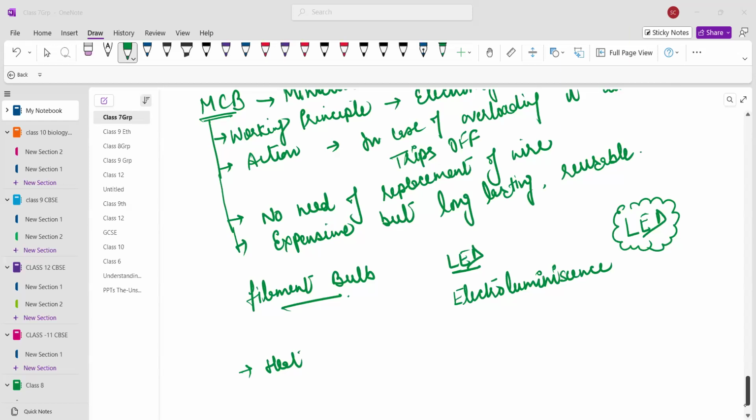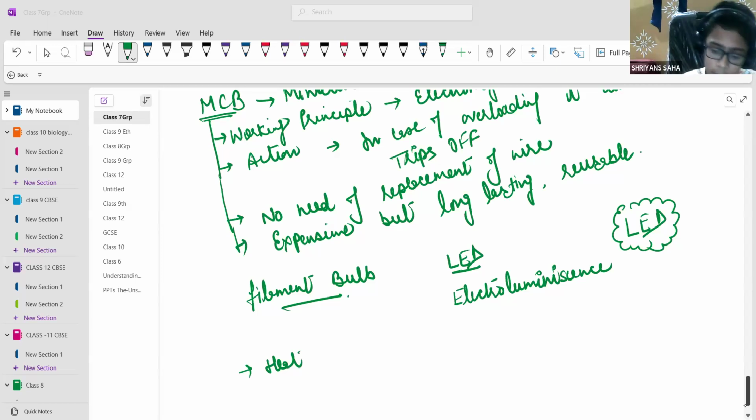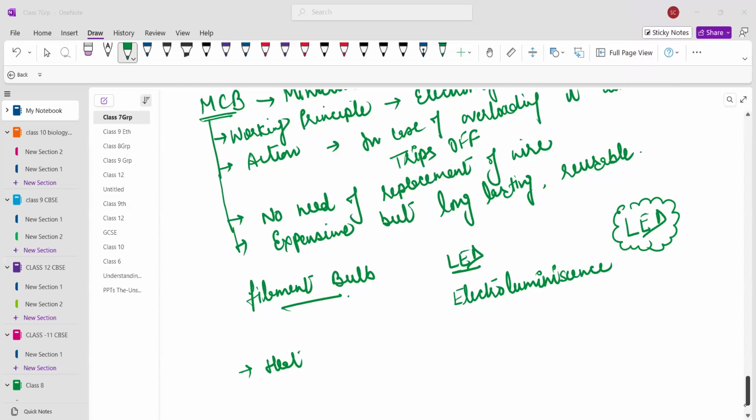And which is cheaper? Which is expensive? Filament bulb is cheaper. LED is expensive.